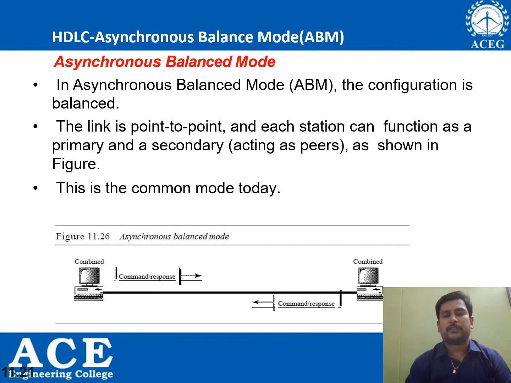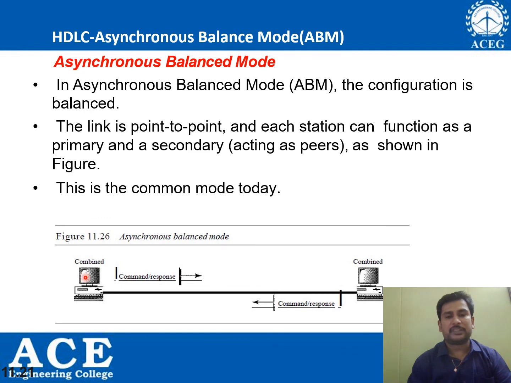The second type of transfer mode for HDLC is referred to as HDLC asynchronous balanced mode. In asynchronous balanced mode, the configuration is balanced. Why we are calling the configuration balanced is, here we do not have anything like a primary station or secondary station. Each station will be referred to as a peer because each station can send the commands, at the same time each station can send the responses. So here you have two stations which are connected by a point-to-point link, and each station will be functioning as primary as well as secondary. And this is the most common mode which you find in HDLC implementation.